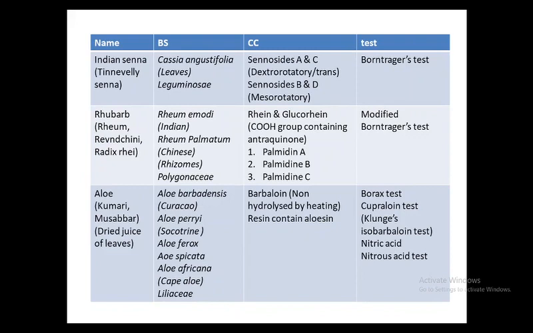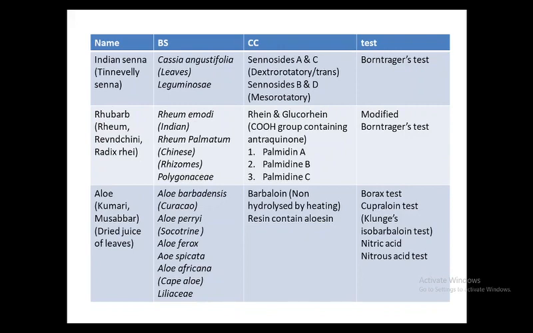Next, the second plant, that is rhubarb, which is also known as Rheum or Rhabarber or Radix rhei. The biological source: there are 2-3 different biological sources of rhubarb. First is Rheum emodi, which is the Indian rhubarb, then Rheum palmatum, which is the Chinese rhubarb, belonging to family Polygonaceae. The part of plant used is rhizomes. So these are the dried rhizomes of the plant.